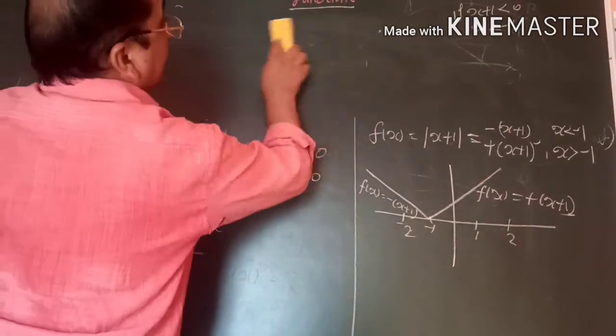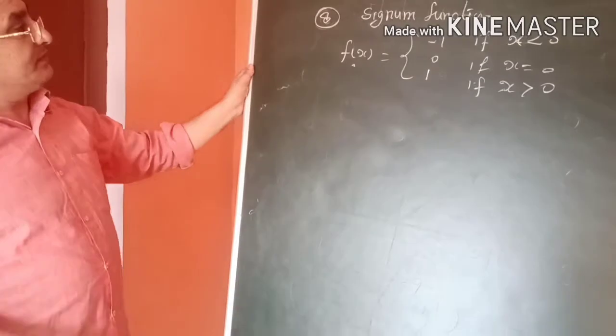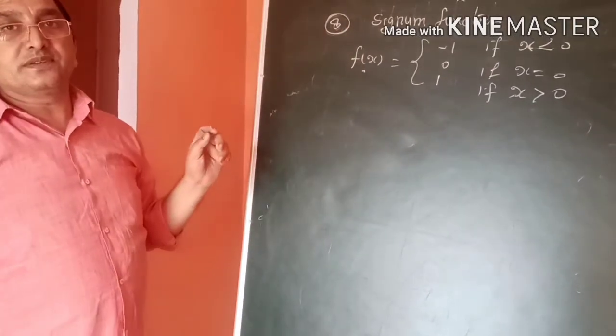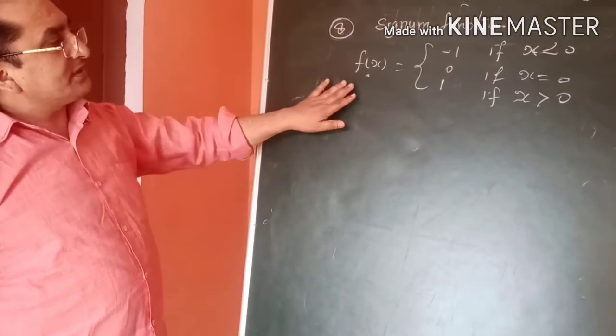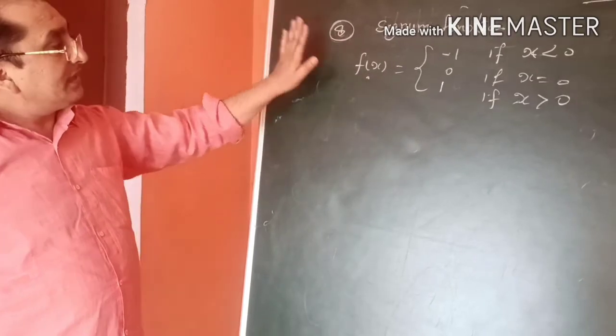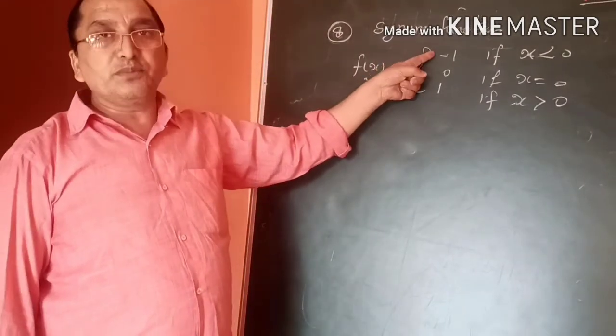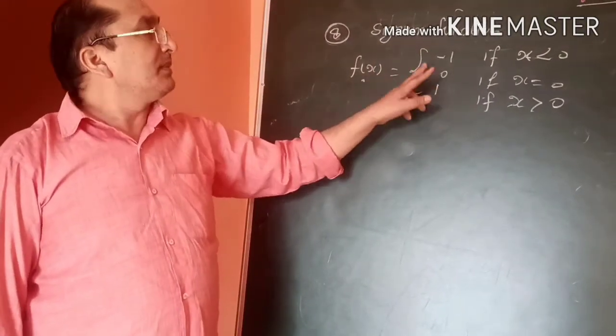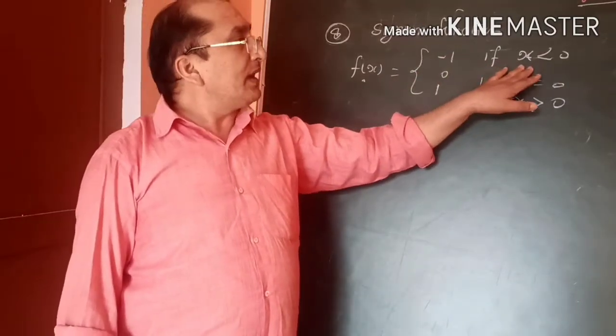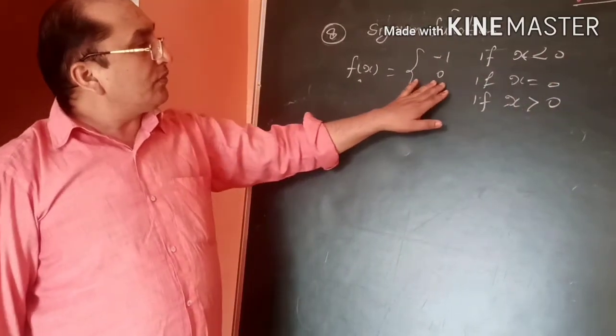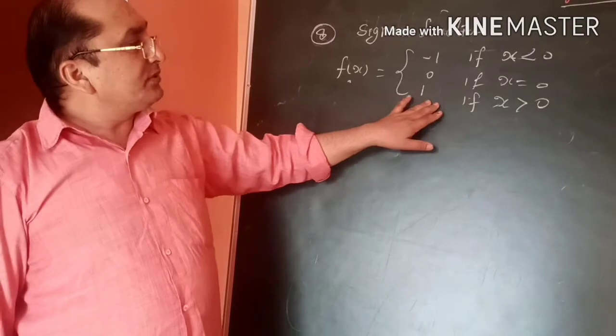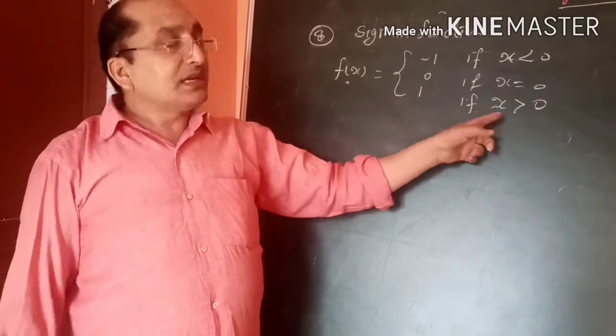Now I'm starting a new function. The next one is the signum function. The signum function is defined such that f(x) equals either -1, 0, or 1. It is -1 if the value of x is less than 0, 0 if the value of x is 0, and 1 if the value of x is greater than 0.